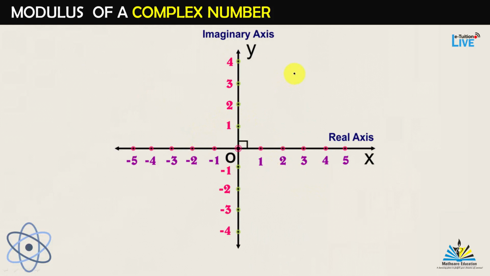Modulus of z: if this is a point z, then the distance of this point z from origin is denoted by mod of z.